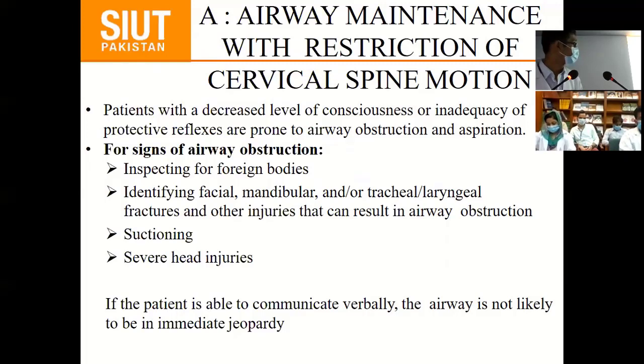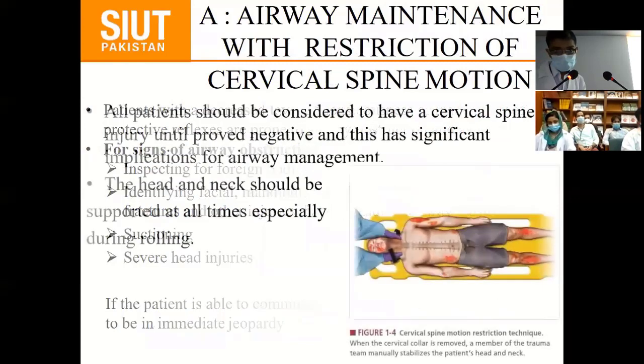Patients with decreased level of consciousness or inadequacy of protective reflexes are prone to develop airway obstruction and chances of aspiration. For signs of airway obstruction, we must inspect for any foreign body in the oral cavity, and identify any facial, mandibular, tracheal, or laryngeal fracture and other injuries that can result in airway obstruction. If needed, suctioning would be required, or in severe head injury. If the patient is able to communicate verbally, the airway is not likely to be immediately jeopardized.